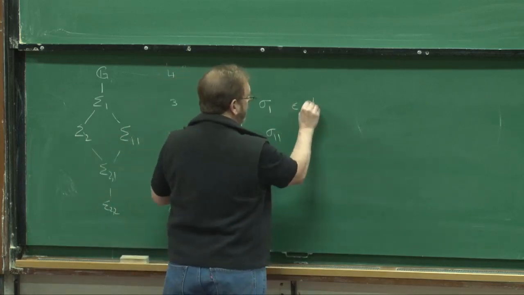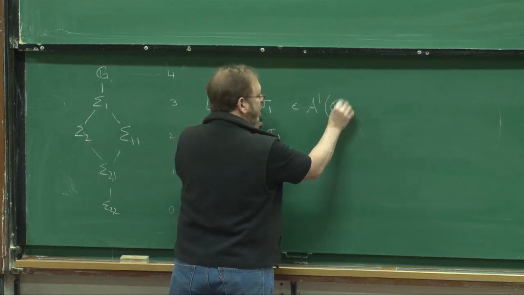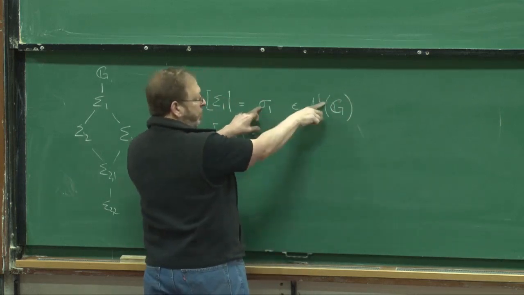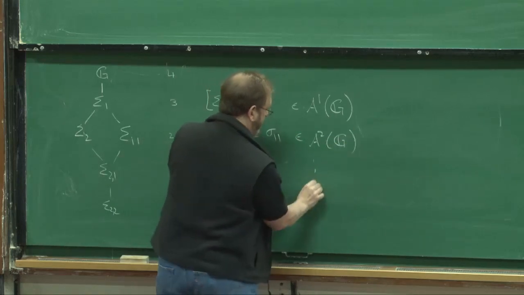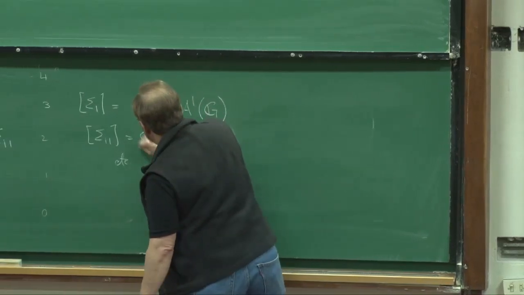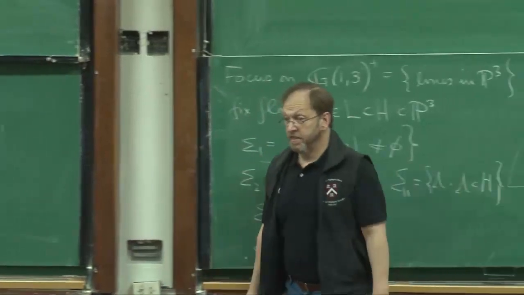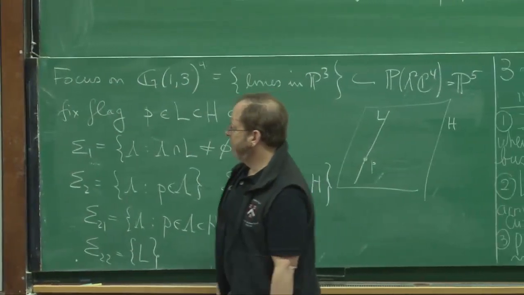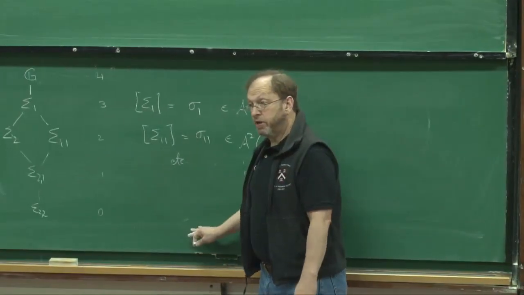And these belong to the various graded pieces of the Chow ring. This is codimension 1, so that's an A upper 1. This is codimension 2, and so on. So the claim is that these are an additive basis for the Chow groups. And the problem now is to find all the intersection products.